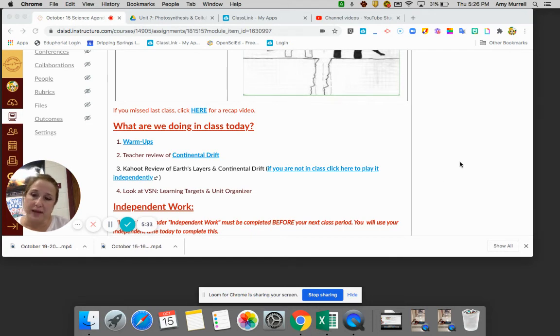He did not have the mechanism, though. And when we did develop the mechanism, thanks to Harry Hess, we call that plate tectonics. So continental drift is just the continents drifting. Plate tectonics is continental drift plus convection, which is why they drift.